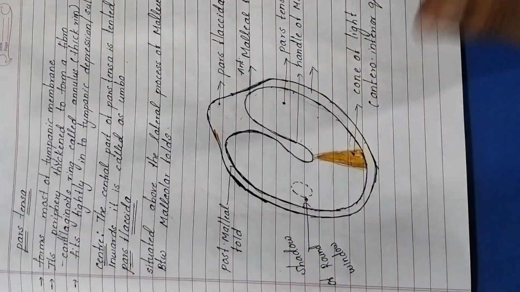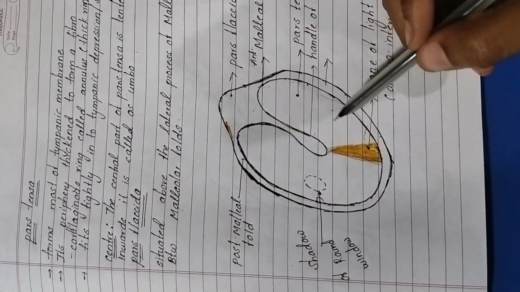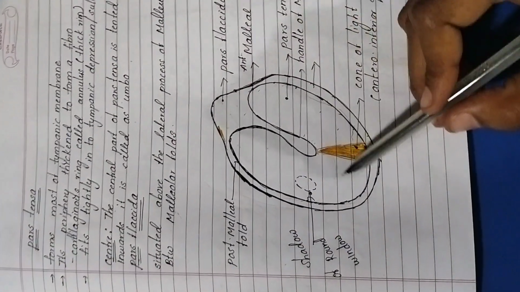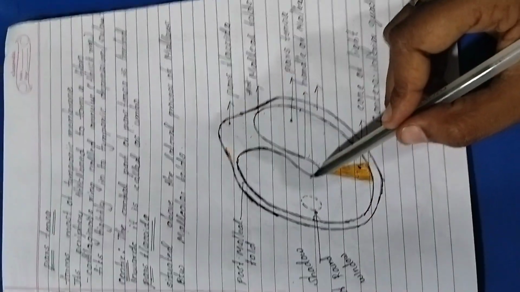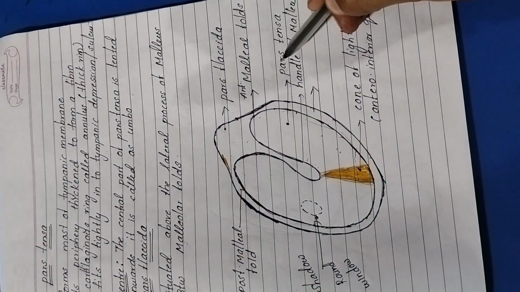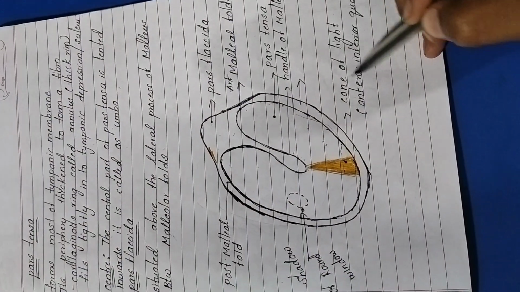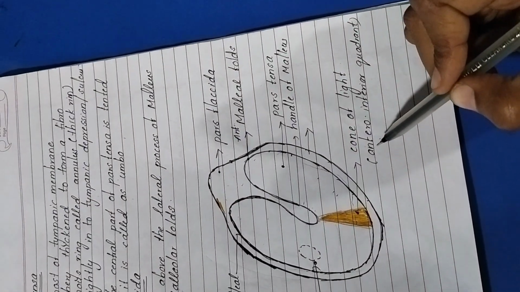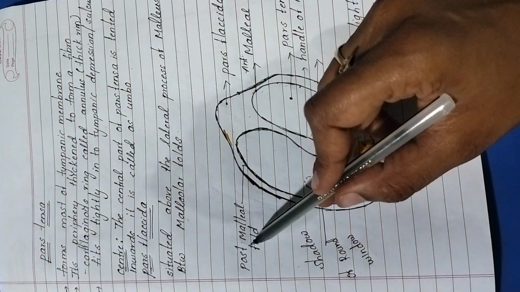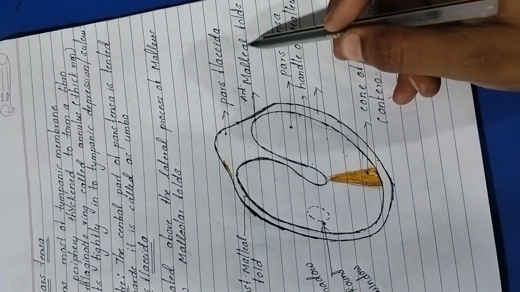Now I would like to discuss about this structure. This is a rough diagram of the tympanic membrane. See, this is pars flaccida, this is pars tensa, and this is the handle of malleus. I already told you about this pars tensa, and this is the cone of light, and this cone of light is present in the anterior inferior quadrant, and these are the posterior malleolar fold and anterior malleolar fold.